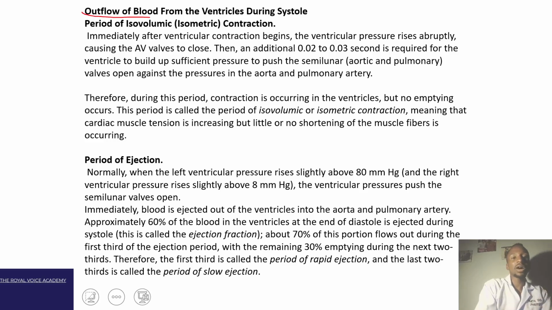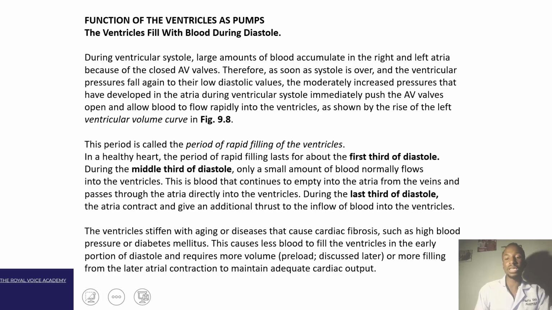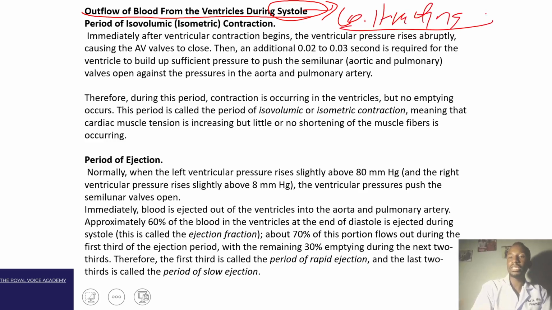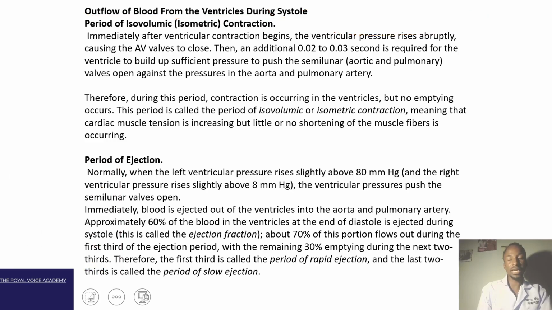So let us look at outflow of blood from the ventricles during systole. We've already tackled diastole. We've looked at the 3 phases of diastole in your ventricles. Now let us come to systole. Systole is when your heart is contracting. It is a bit technical, so I want us to pay keen attention here. We are now focusing on the ventricle. We are not in the atria.